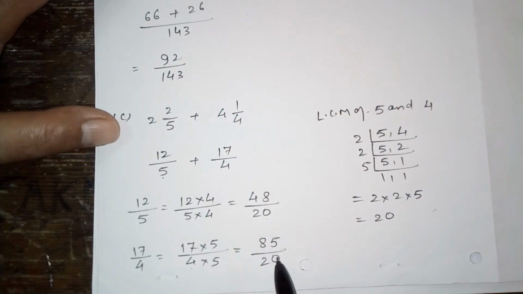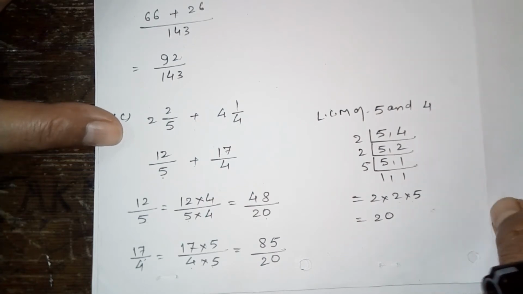So what are you looking at? Unlike fractions. These two fractions were unlike. Unlike fractions are converted to like fractions. That's why the denominators are the same, or the denominators are equal.